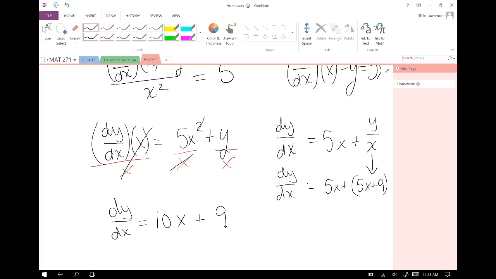The most important thing to remember is that when you see a y, it is a function of x. You have to treat it like an x. Its derivative is dy dx. If it's ever multiplied or divided by an x, you have to do product rule or quotient rule. If it is inside a square root or it has a power, you have to do chain rule on it because it is a function of x. Okay? Y is a function of x.